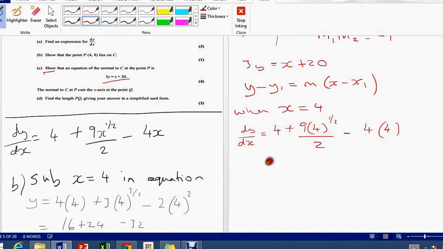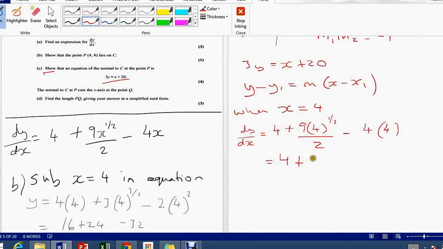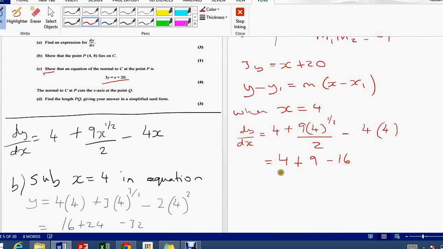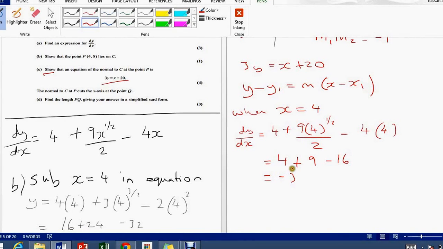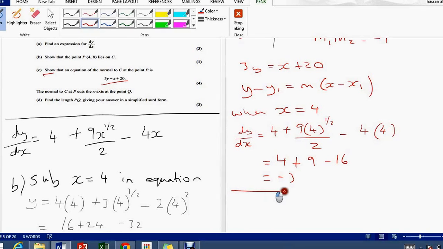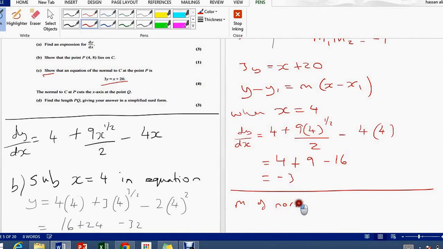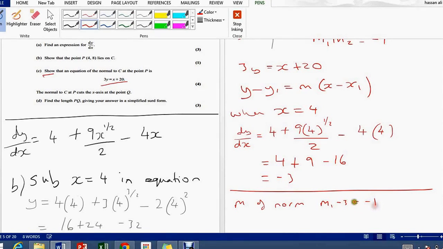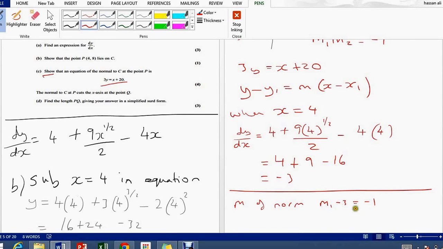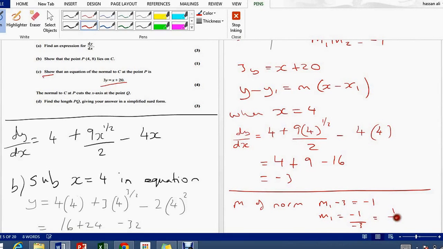So what I end up with is equal to 4 plus 9 minus 16, and all of that gives me minus 3. Therefore the gradient of the other line that we're working out, not the normal, is minus 3. So the gradient of the normal, remember m1 times minus 3 will equal minus 1. You just take that across, and that's minus 1 over minus 3, which will give you 1/3. So that's our gradient of the normal.